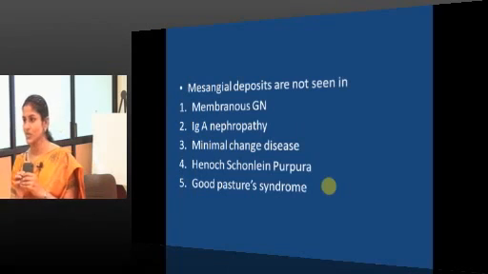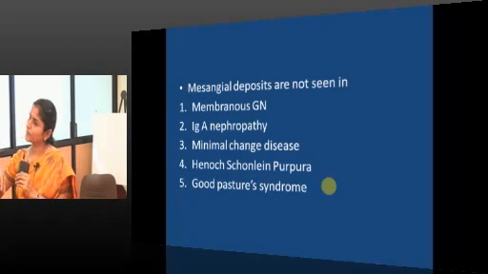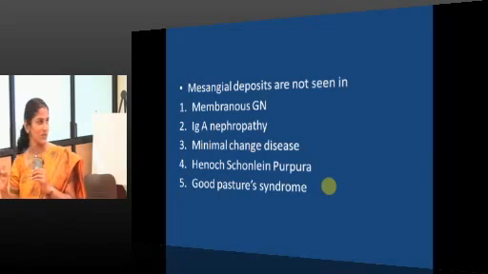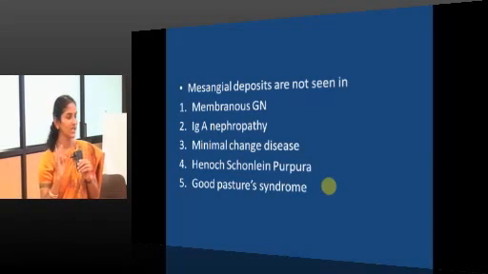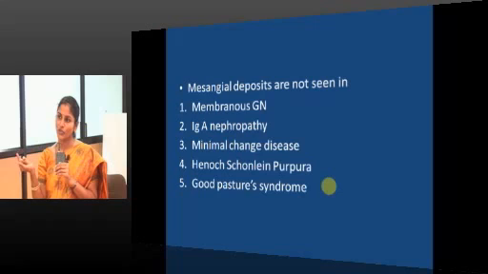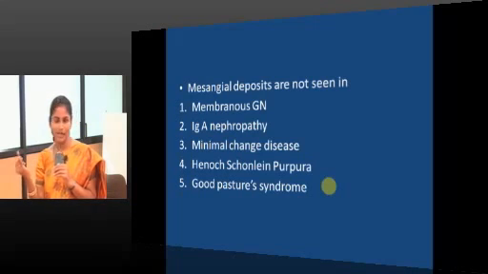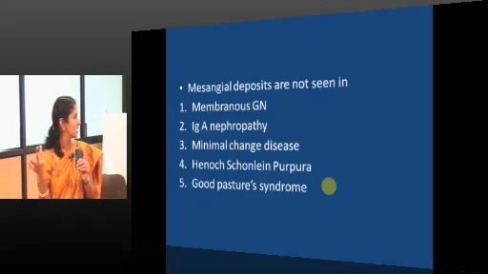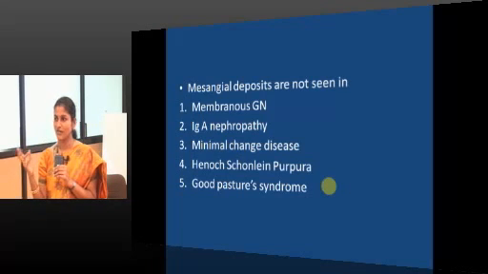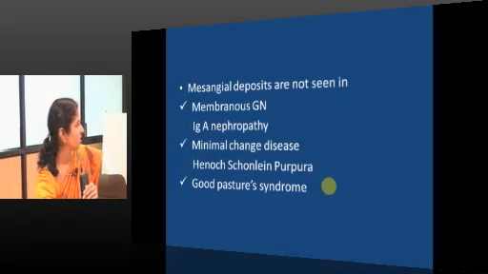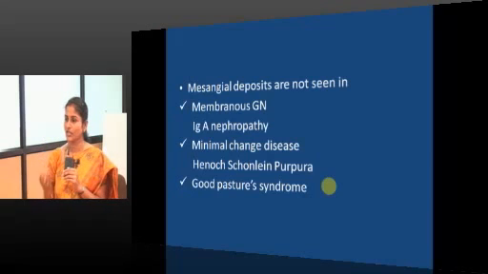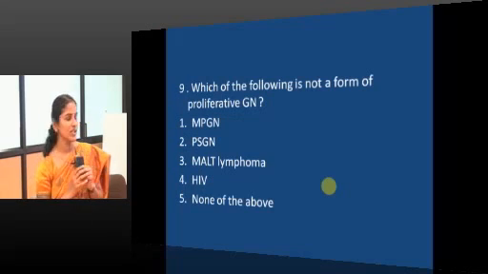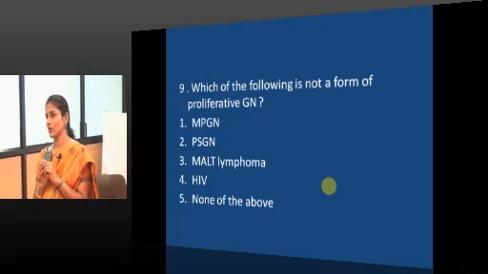So, where do you get mesangial deposits? IgA nephropathy, HSP. Where do you have membranous deposits, in membranous glomerulonephropathy? Subepithelial. Minimal change? No deposits. Goodpasture's, on the membrane. So, all the other three will not have mesangial deposits. Which of the following is not a form of proliferative glomerulopathy?